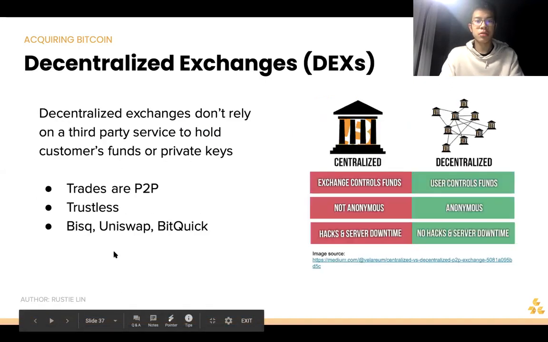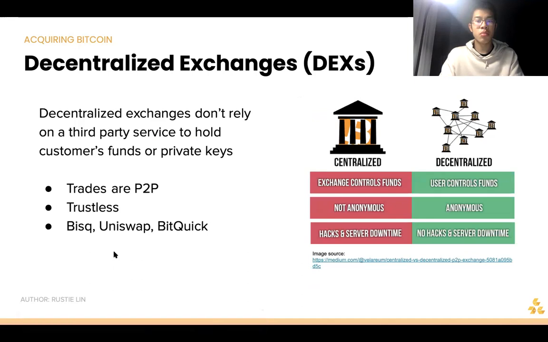Decentralized exchanges are usually more secure because they're anonymous. It's also harder to hack them, because there's no central database that the exchange relies on. Trades are person to person. Some examples are Bisq, Uniswap, and a big one, SushiSwap. They're also trustless, because you don't have to trust the other person to trade money.